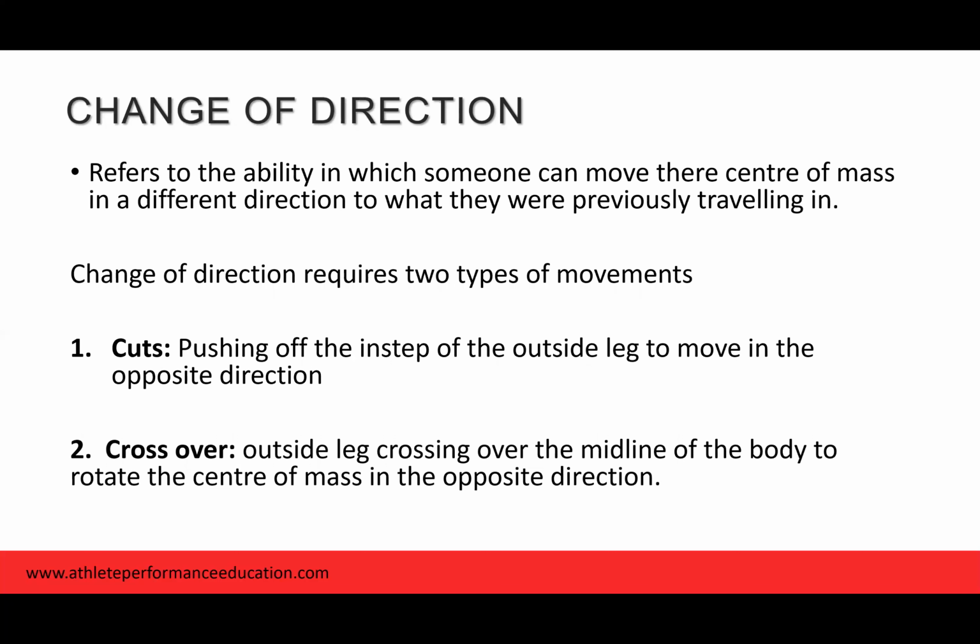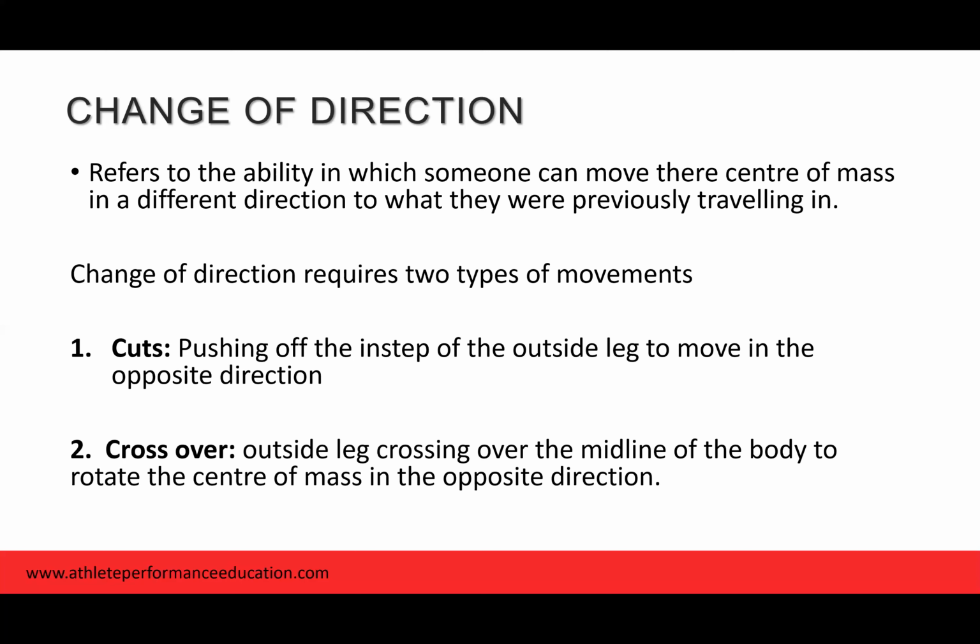The next phase, which will occur after we've decelerated our body's movement, is the change of direction, which refers to the ability to move our center of mass in a different direction to what we were previously traveling in. There are two main ways in which we can change direction. Cuts involve pushing off the instep of the outside leg, the leg furthest away from the direction of movement, to move in the opposite or a different direction. The crossover step refers to the outside leg crossing over the midline of the body to rotate the center of mass in the opposite direction.